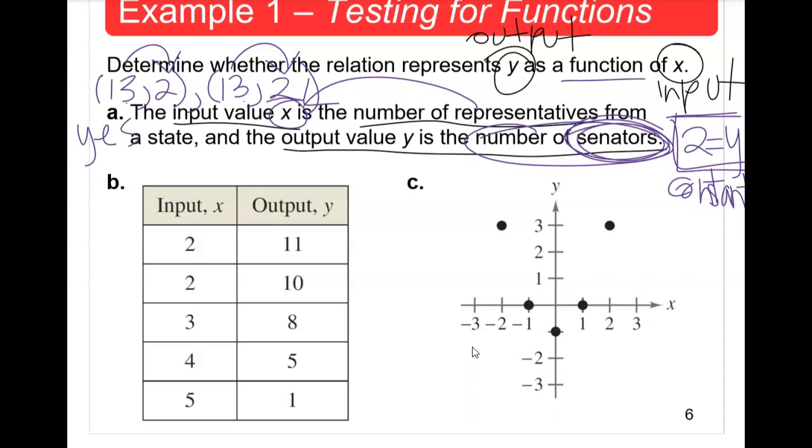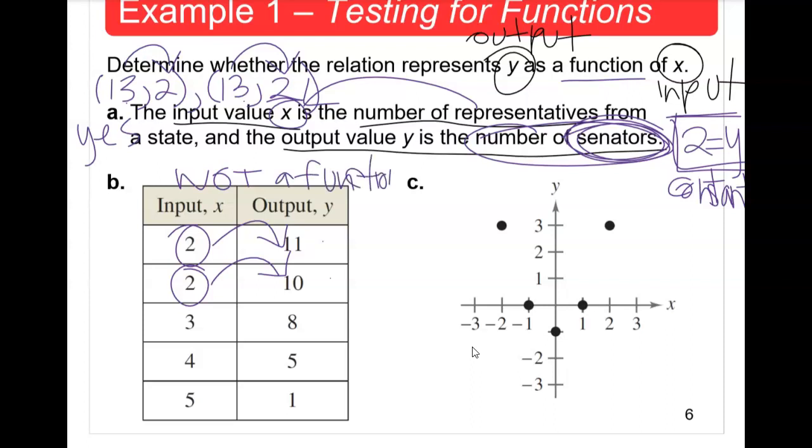Remember, that was the question: determine if it is a function. The next one is not a function because we have 2 being related to 11 and we have 2 also being related to 10. In this case, they're two different numbers, 11 and 10, so it's not a function.